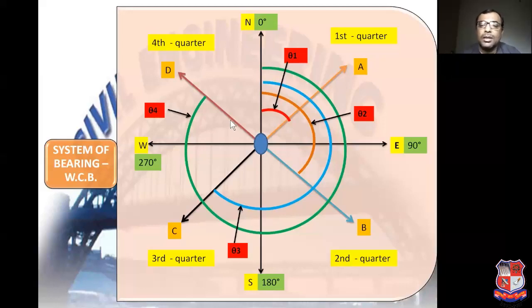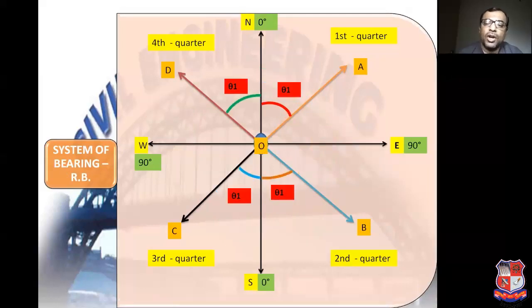Now next one is the reduced bearing system. This is the format of the reduced bearing system. North pole 0 degree, South pole 0 degree, East pole 90 degree, West pole 90 degree. So here my first quarter is 0 to 90 degree, second quarter is again 0 to 90 degree, third quarter is again 0 to 90 degree, and fourth quarter is again 0 to 90 degree.